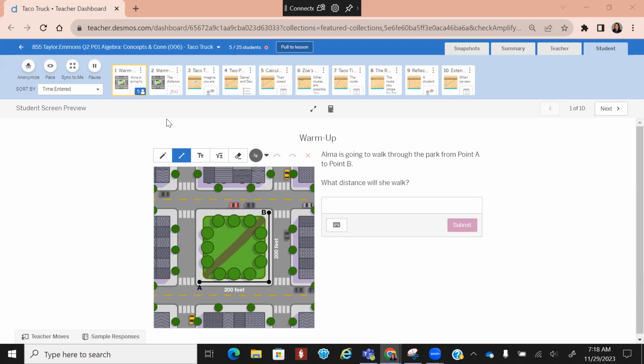Width times length. That's how you find the area of a square, right? Okay, but we're wanting to find the distance of this guy, right?